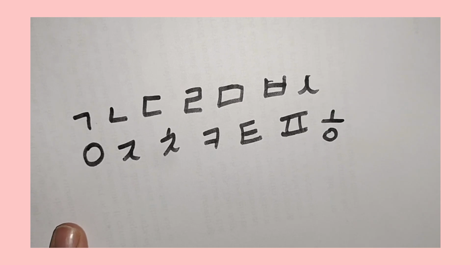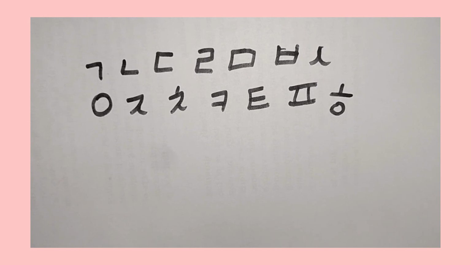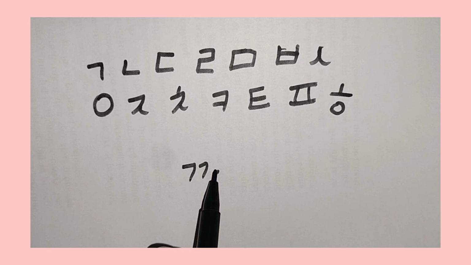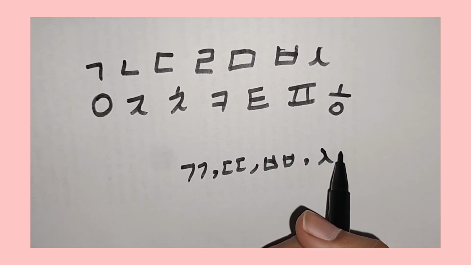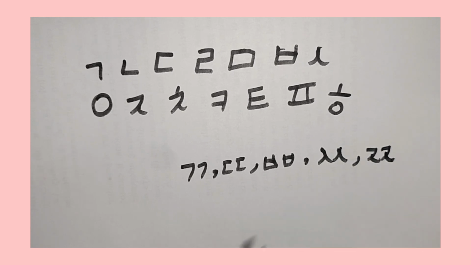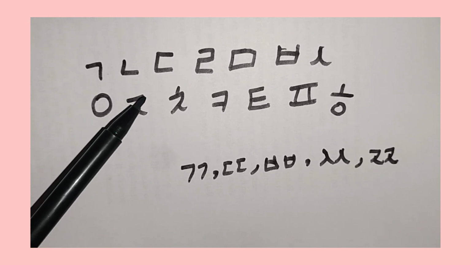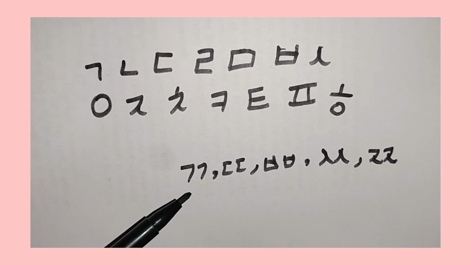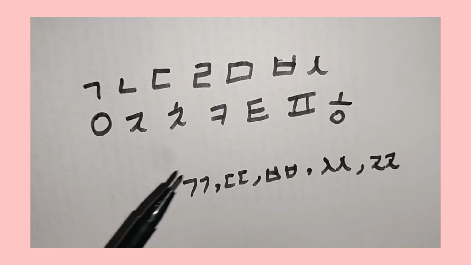There are basic 14 kinds of consonants. Before beginning, I will tell you that there are more consonants, double consonants like this in Korean. These are the double consonants in hangul. These are the 14 basic consonants, and these are some double consonants in hangul. So the total consonants we have is 19. We'll start with these basic consonants first.